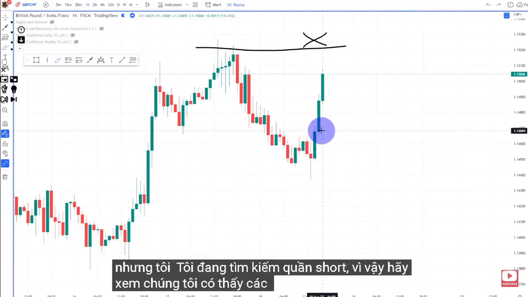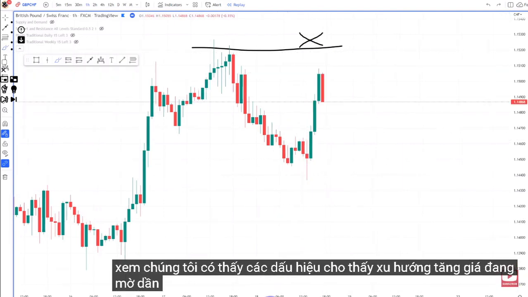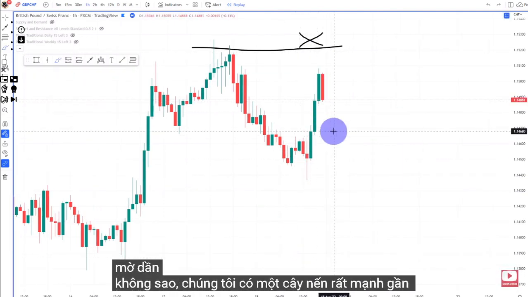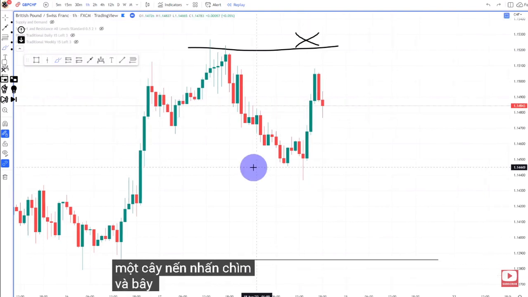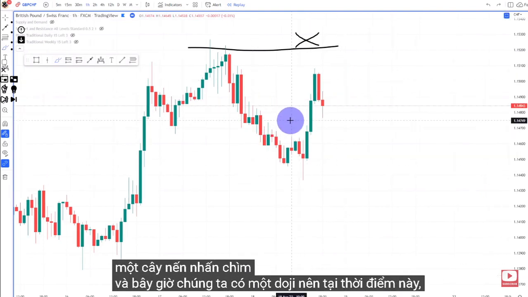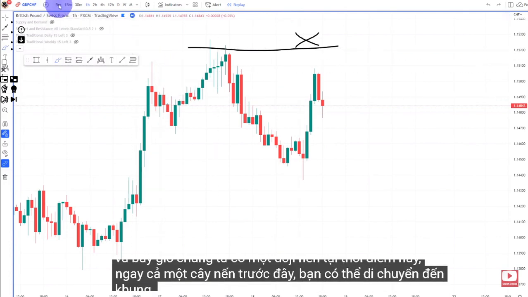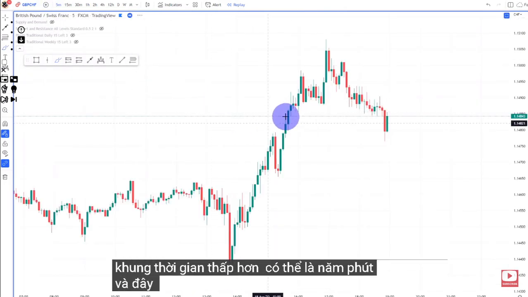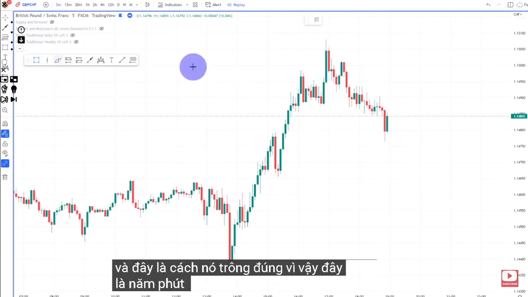So let's see. Do we see signs that the bullishness is fading? Okay, we have a very strong candle, almost an engulfing candle. And now we have a doji. So at this point, even one candle ago, you could move to the lower time frame, maybe 5 minute. And this is how it looks, right? So this is how the 5 minute looks.